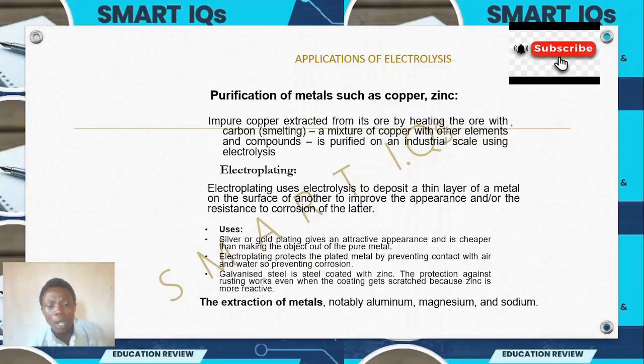Electrolysis helps in the extraction of metals, notably aluminium, magnesium, and sodium. So electrolysis is good for the purification of metals, for electroplating, and for extraction of metals. Are we together? So you should be able to explain or give various uses of electrolysis.